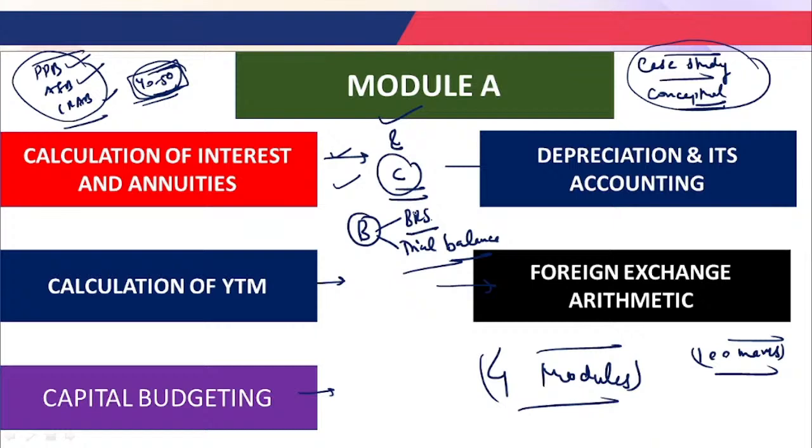Okay, so if you're just going to start your preparation, and if you're a fresher, I would suggest you start your preparation with module B, because module B is the basics of accounting, where you understand the basics of accounting. And module A is all about the numericals, all about the calculations of numericals. So this is a part for you if you are very good at maths.